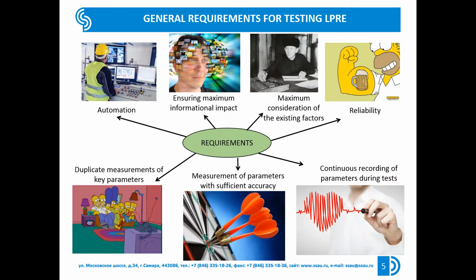The following requirements are generally applicable to the LPRE tests. Testing and measurements must be automated. The obtained results should be as informative as possible. Tests should produce more complete data on the engine in the shortest time and the lowest construction cost. All necessary parameters should be measured during the test with high reliability and accuracy. The measurements should be duplicated. Measurements and recording of results must be carried out for the duration of the tests. The tests must be reliable and safe both for the staff and equipment and for the environment.